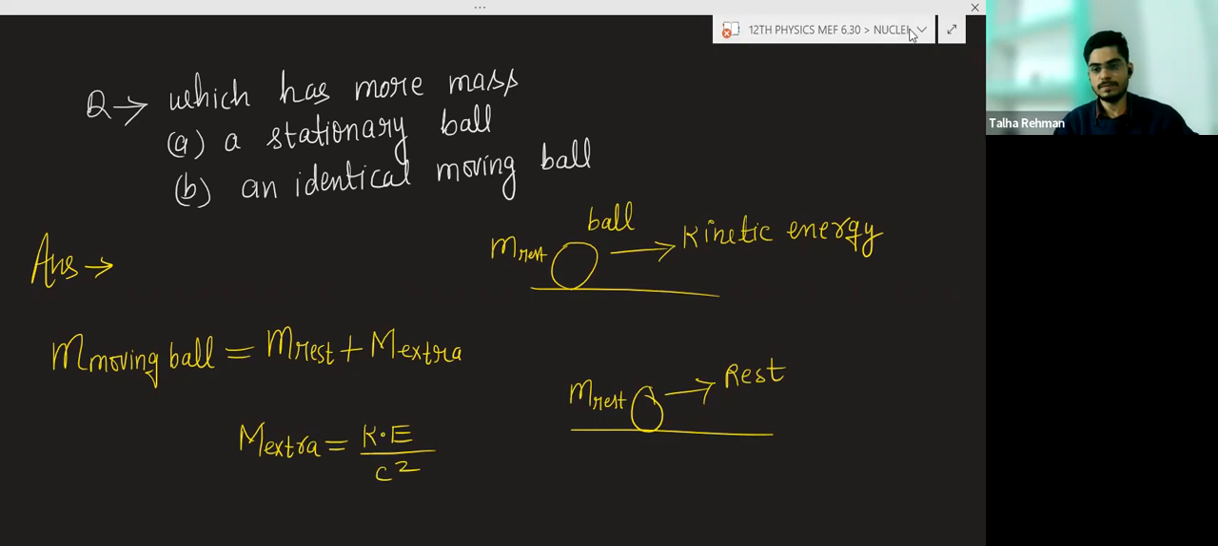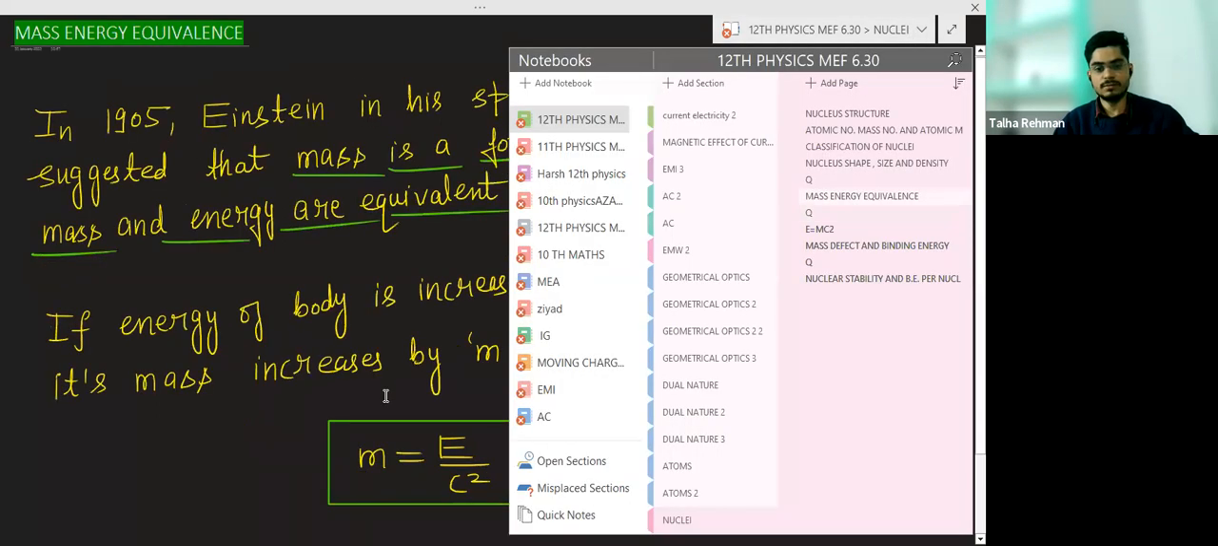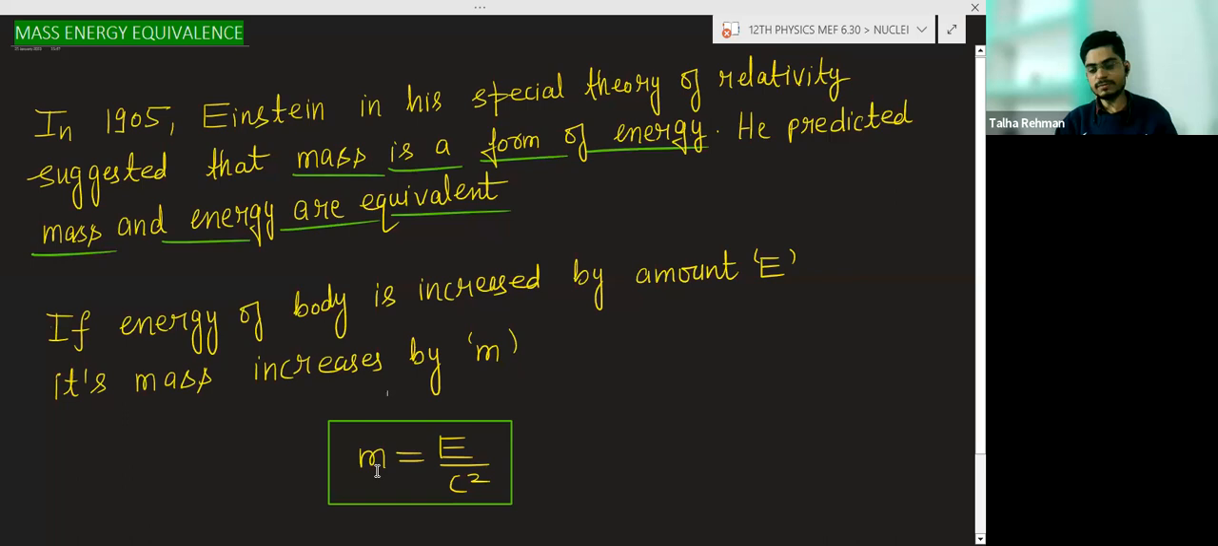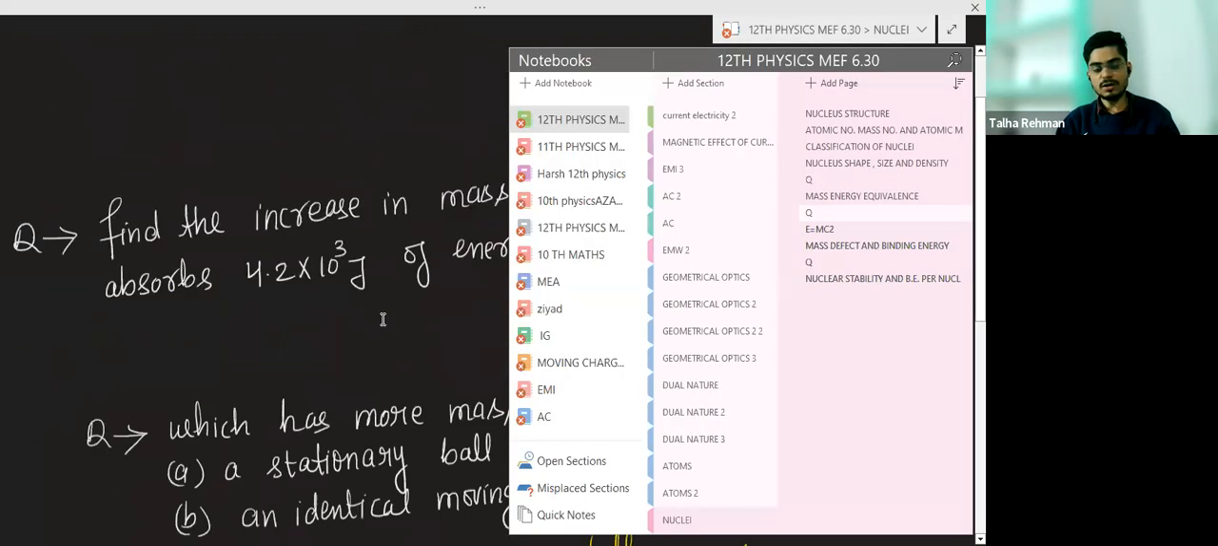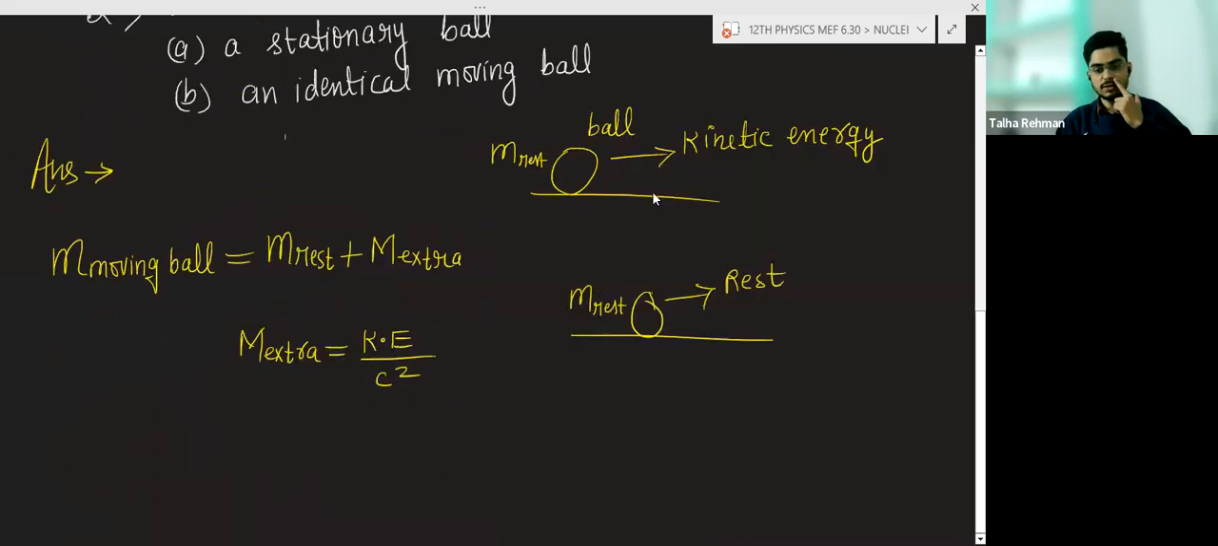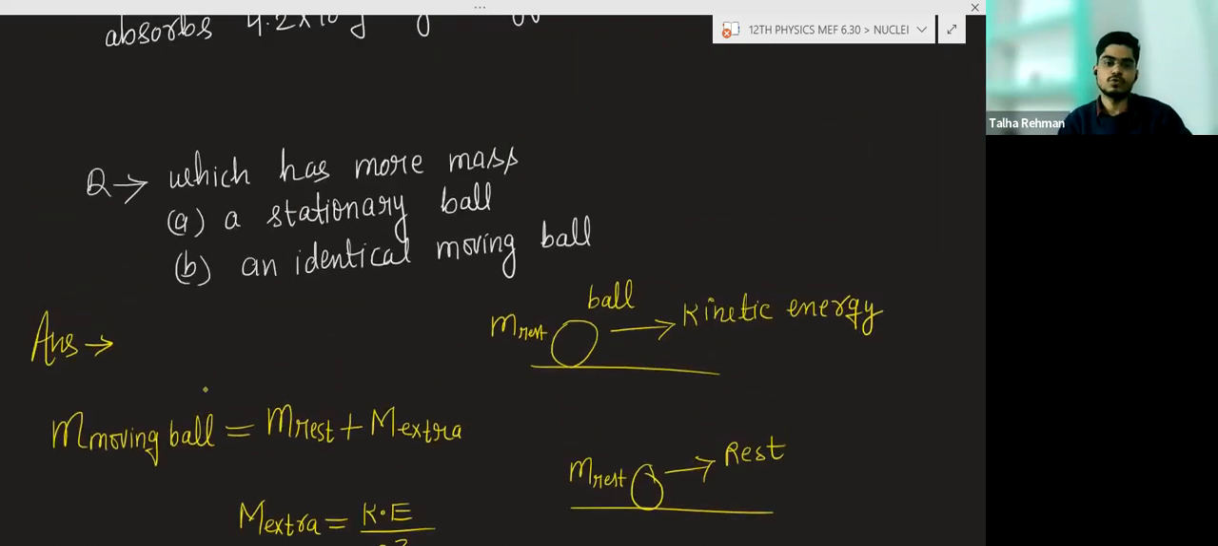You can see here, mass increase means if you are giving E energy, then mass M will increase by E by c square. So this ball is having kinetic energy, so due to the kinetic energy there will be one extra mass. So basically the moving ball will have more mass.